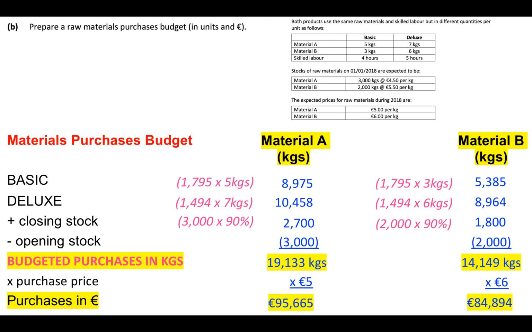and that is purchases in euros, €95,665 for material A and €84,864 for material B. So that is your part B done. Prepare a raw materials purchase budget in units and in euros.